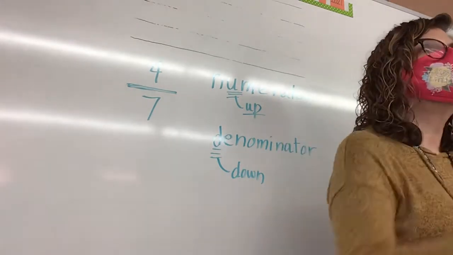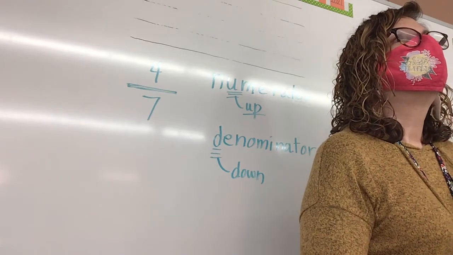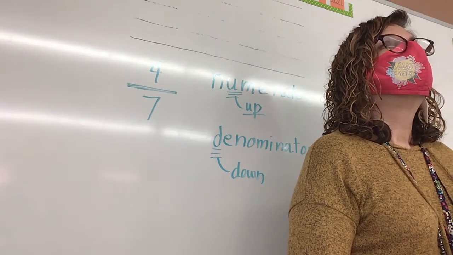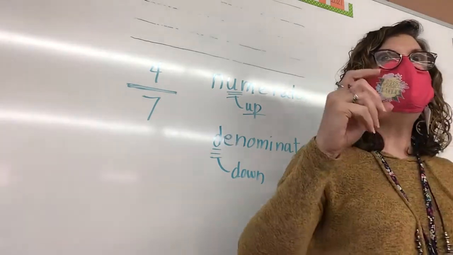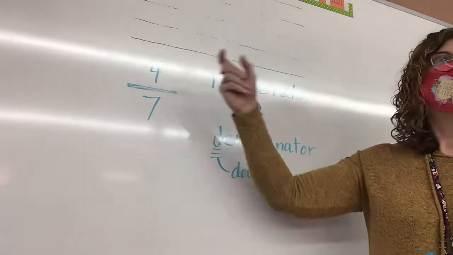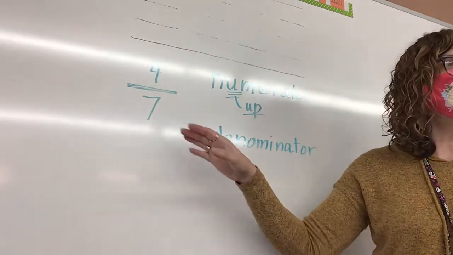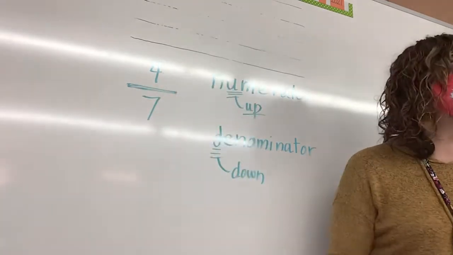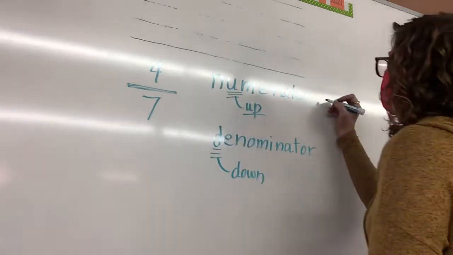What is the numerator? Yes, the part selected. Remember, it could be the red part. 4 of them are red. There's 7 total, equal parts of the whole thing. There's 7 total, but 4 of them are red. So the numerator is your part selected.